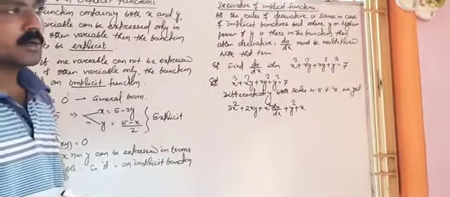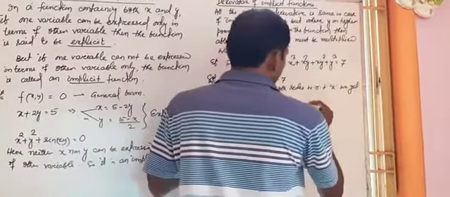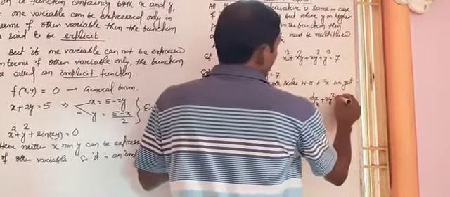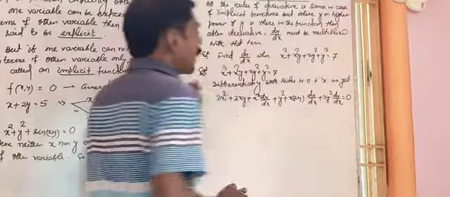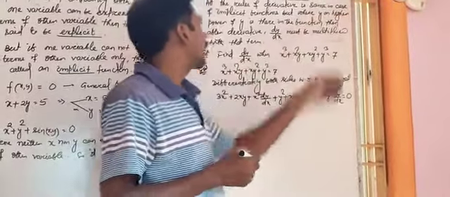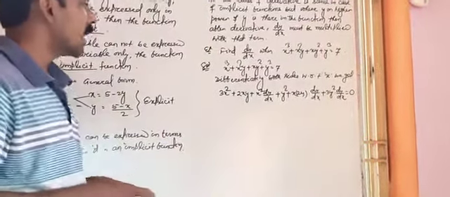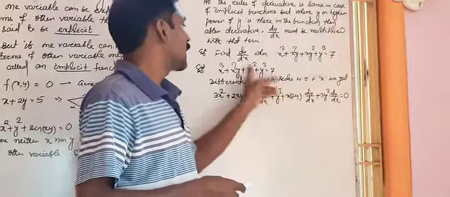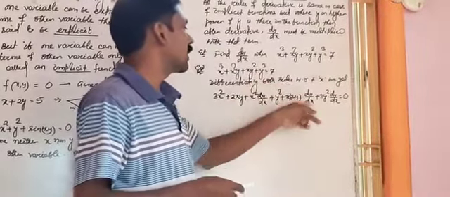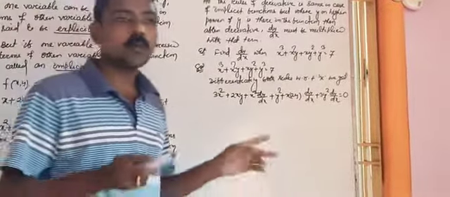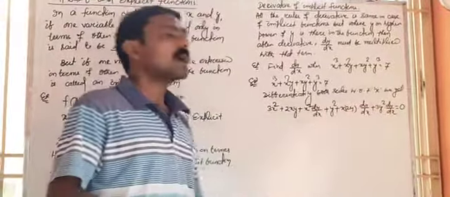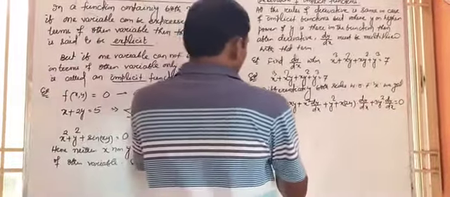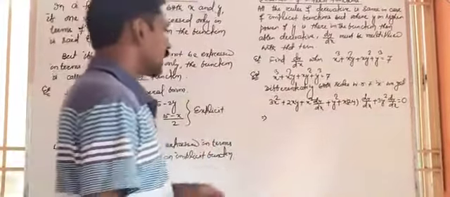Here y is there. So what will we do when we find the derivative of a term containing y? We have to multiply by dy by dx. The derivative of y is dy by dx. So x square dy by dx, plus, again product rule: the derivative of x is 1 into y square, plus x into the derivative of y square. It is in the form of x to the power n, so the derivative of y square is 2y into dy by dx, plus y cube derivative is 3y square into dy by dx, and the right hand side is 0.